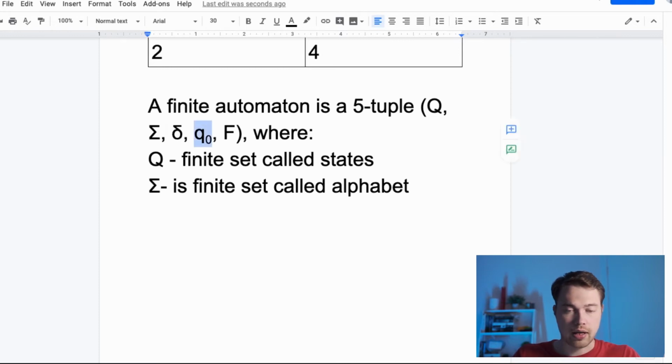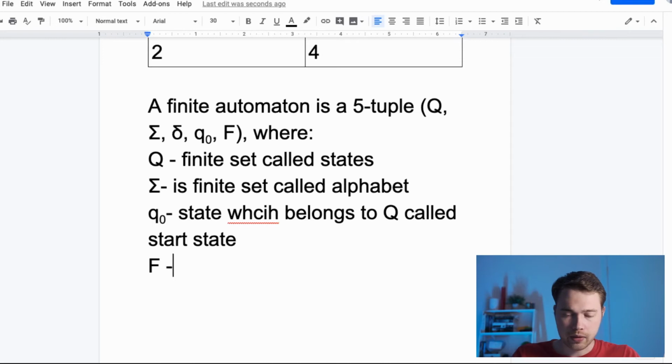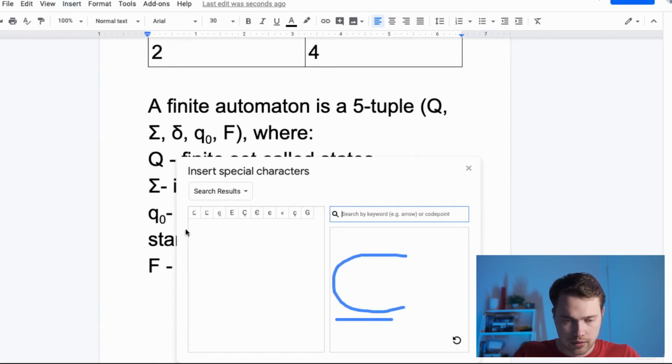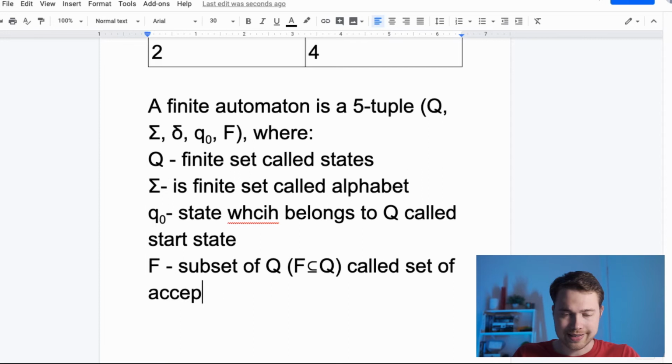Then delta. Let's talk about delta last. Then we have Q0. What is Q0? Q0 is a state which belongs to capital Q, called the start state. And then finally F. F would be a subset of Q. So F, then this symbol which means subset of Q, called the set of accepting states.